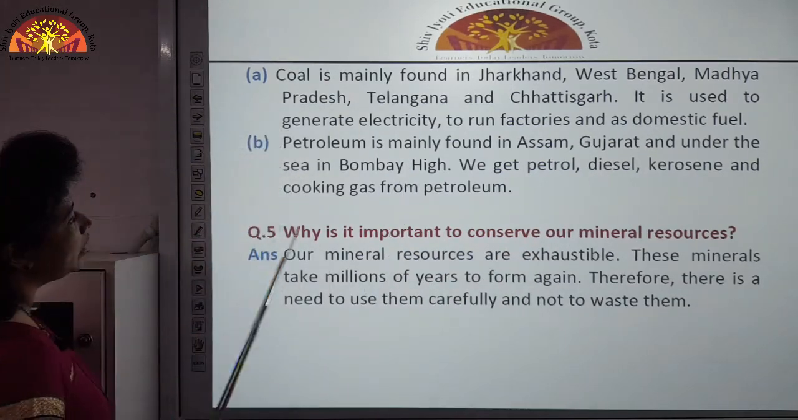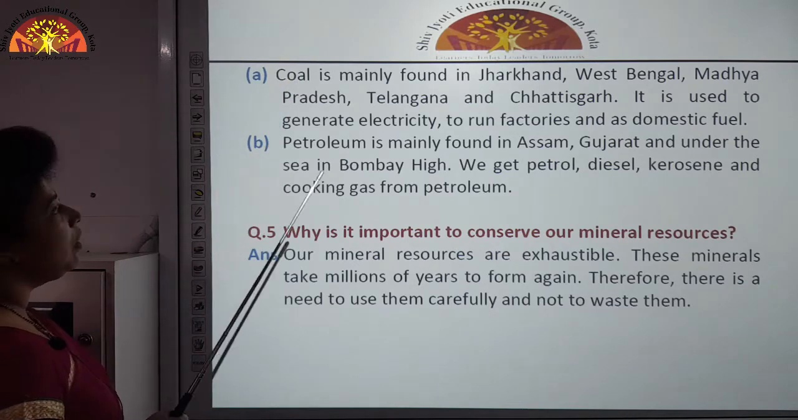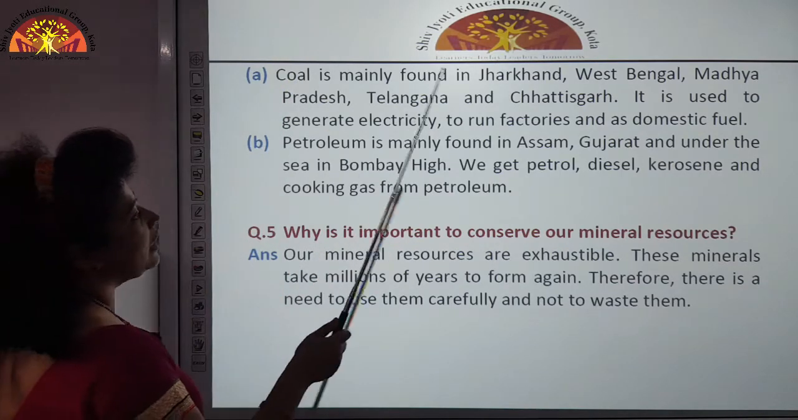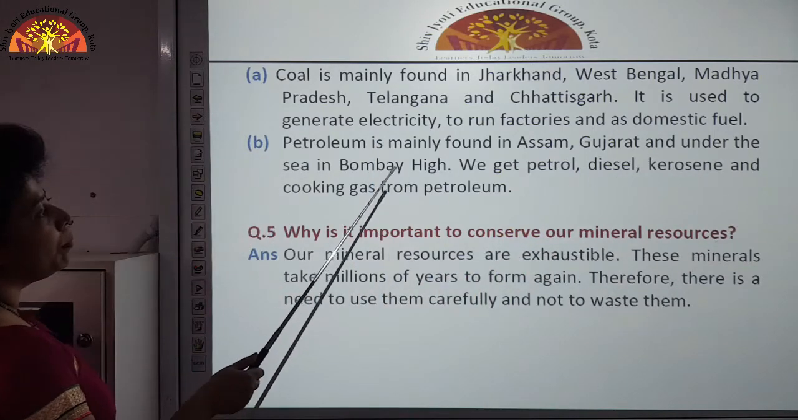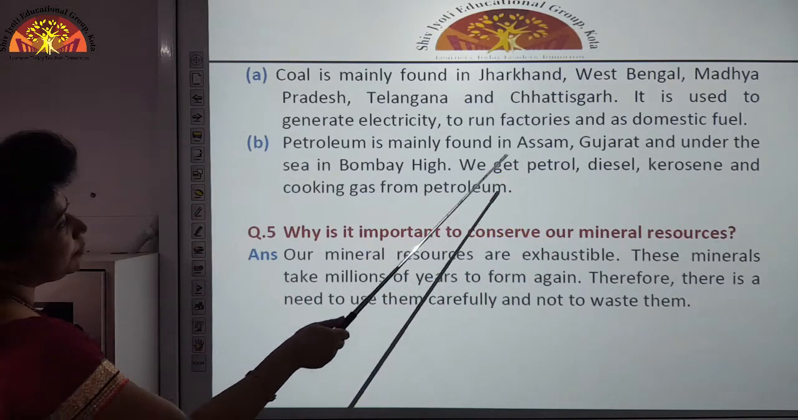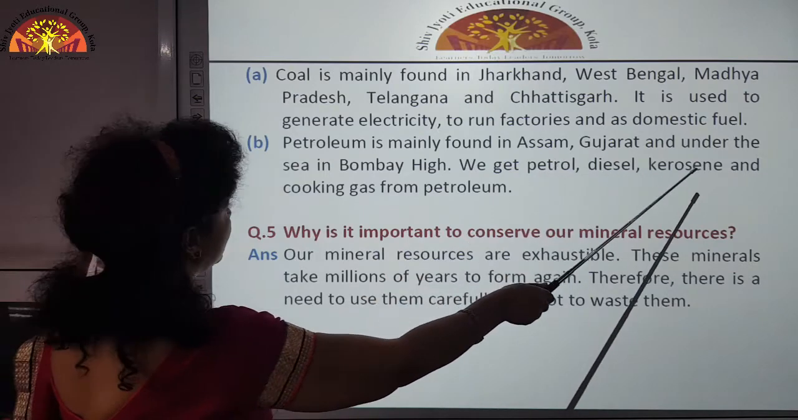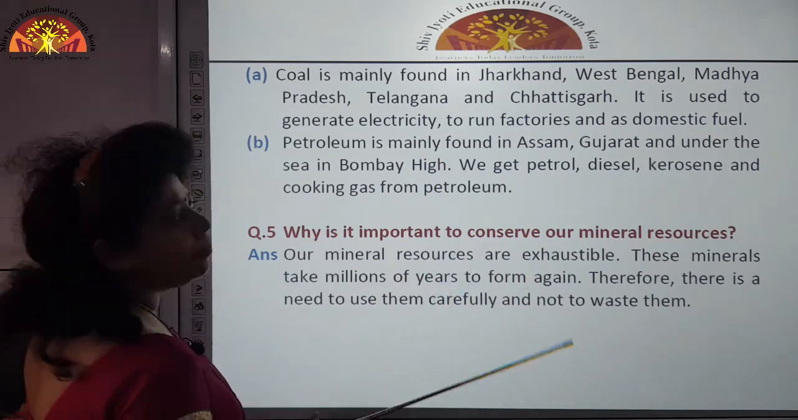What is the second one? Petroleum. So, where is petroleum found? Petroleum is mainly found in Assam, Gujarat and under the sea in Bombay High. We get petrol, diesel, kerosene and cooking gas from petroleum.